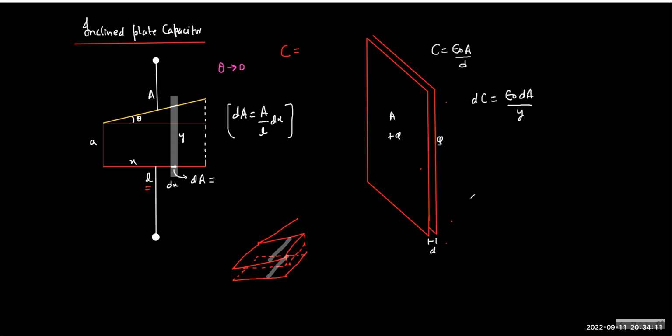So all such plates are in parallel. In a parallel combination, what is the C equivalent? In a parallel combination, we add all the C, right? We add all dC, which is epsilon naught dA upon y. But we must convert this into a meaningful variable to integrate. So we will pick x.